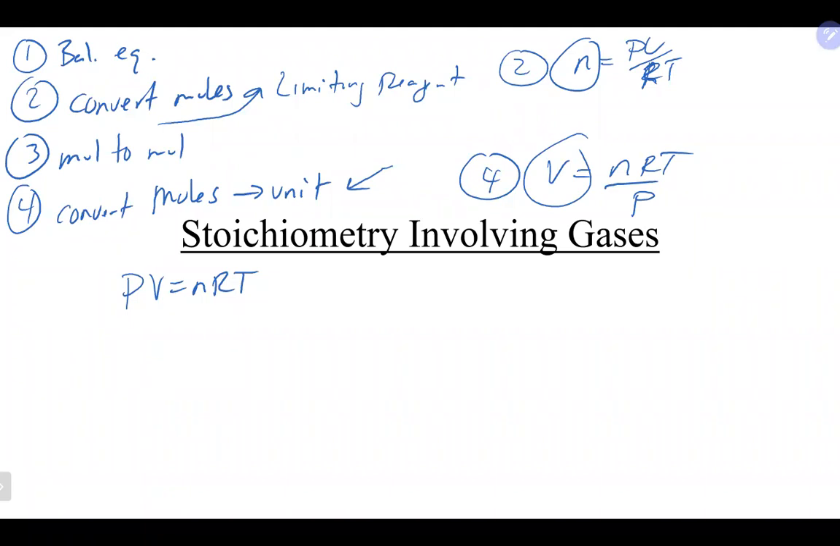Frankly, there are some problems where you could use them both together. But in most cases, I would say you probably use it at the back end. Everything else in the middle is just a regular stoichiometry part, but somewhere there, either at the end or at the beginning or both, you have to use the ideal gas law. Any questions on that there?